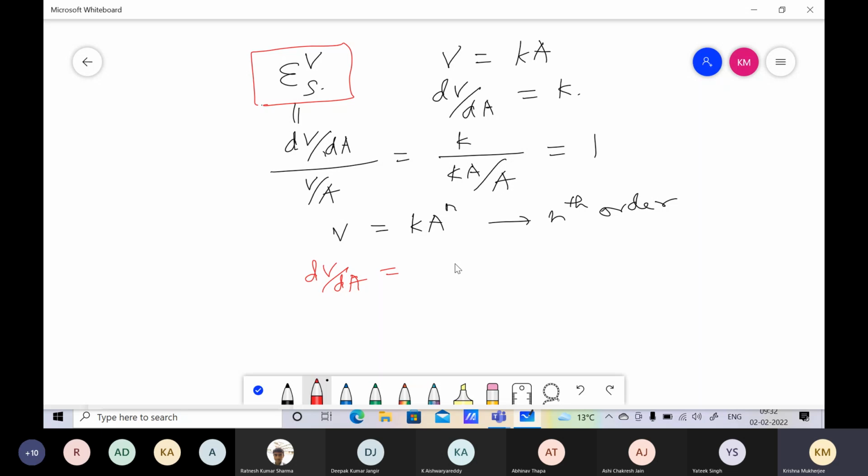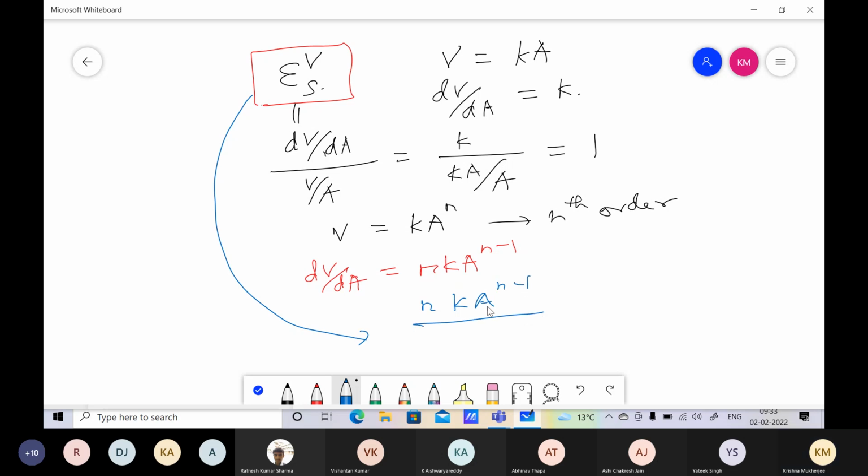dV by dA is equal to N K A to the power N minus 1. So this E V by S will become equal to N K A to the power N minus 1 divided by V, which is K A to the N upon A. So what is this? What is E V by S? N.